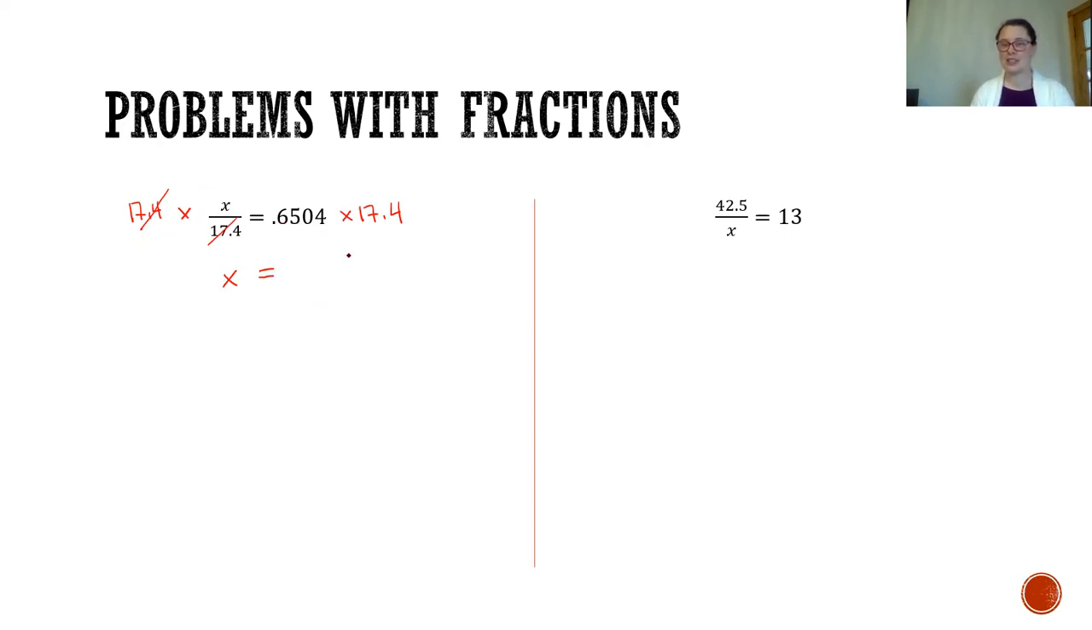or 6,504 ten-thousandths times 17 and 4/10, which leaves us with x equals 11.32, or 11 and 32 hundredths. Now I haven't told you where to round to here. I would argue you could do 1 or 2 decimal places.